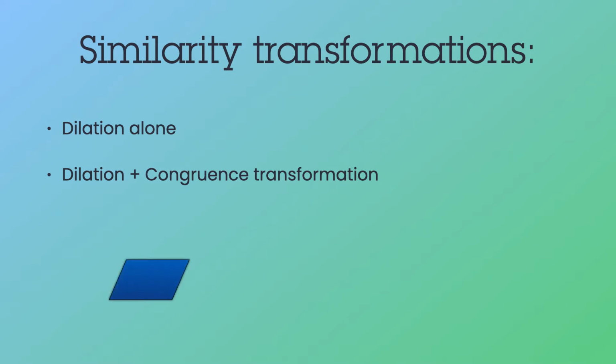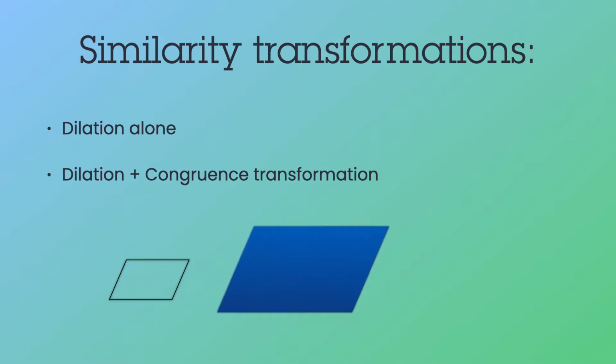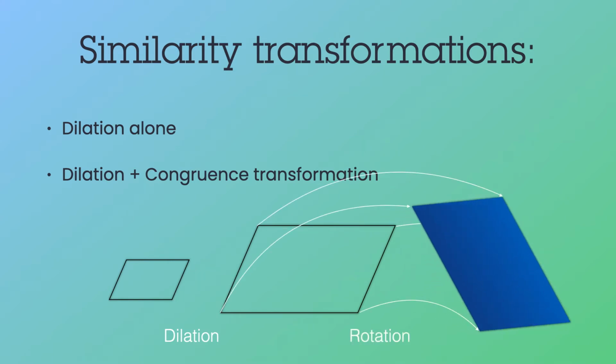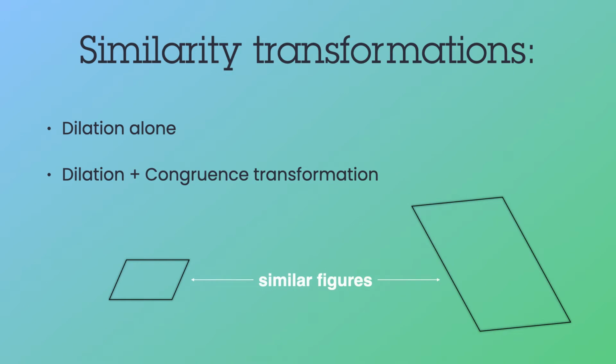Here is a parallelogram. A dilation is a transformation that basically just stretches out the object. And then we could add a congruence transformation such as a rotation or even a reflection or a translation. From where we started to where we finished, those are similar figures.